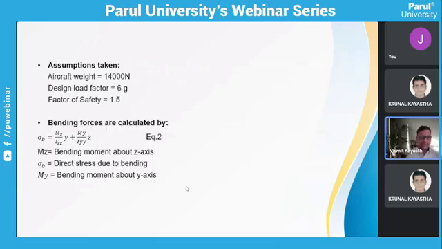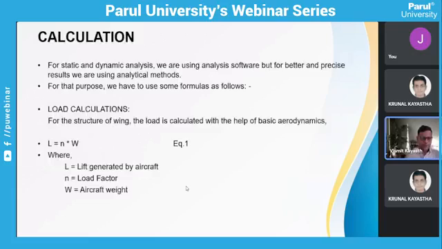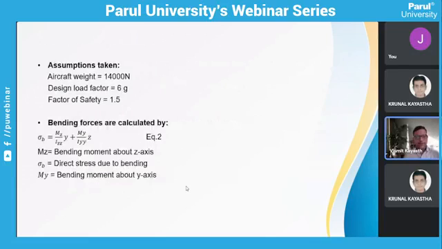You can do the calculation required on your own and can get back to Kunal sir and help him out and take the answers from my end as well. Later on, you can share it across. So if you want, I can show across again the formula. It is L is equal to N into W. Okay, that is lift is equal to load factor that we have taken 1.5, and the weight of the aircraft here is 14,000 Newton.